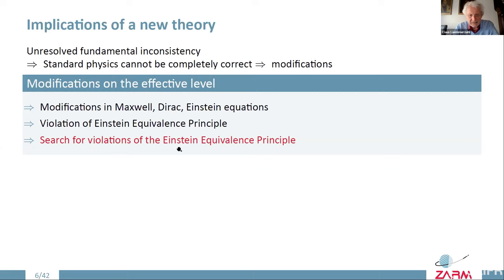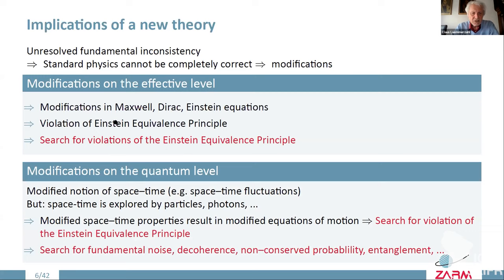This is one prominent way to search for possible effects of a generalization of the present state of physics. These are the modifications on the effective level, or more on the classical level. We also may look at the quantum level. So we may ask for modified notions of space-time itself, that is, for example, space-time fluctuations. But how do we explore these fluctuations? Of course, again, by particles, photons, quantum systems and classical systems. And again, this would show up in deviations from the geodesic equation or in deviations from the Einstein equivalence principle.